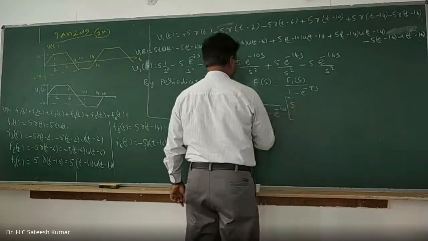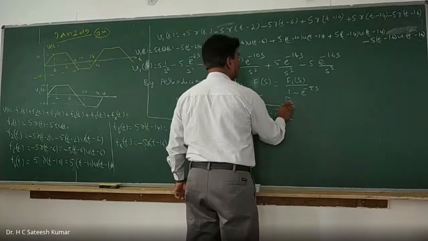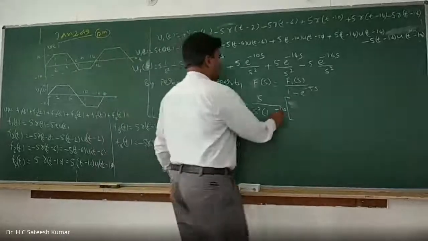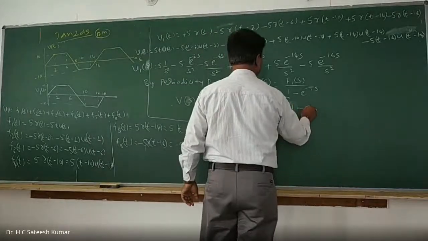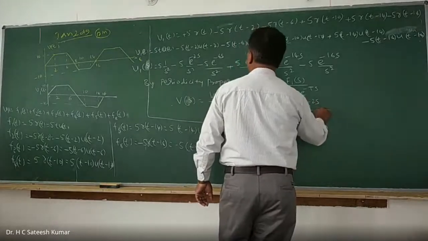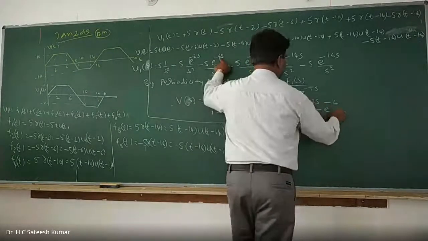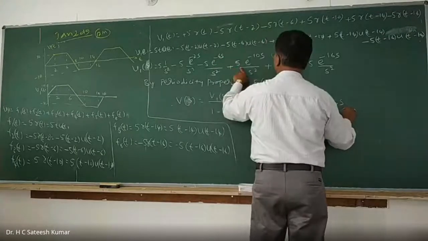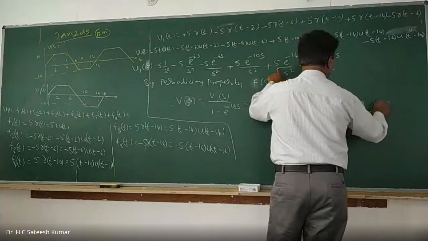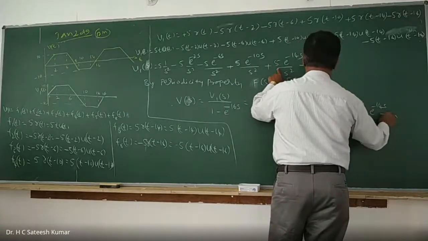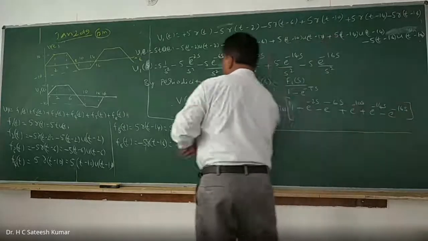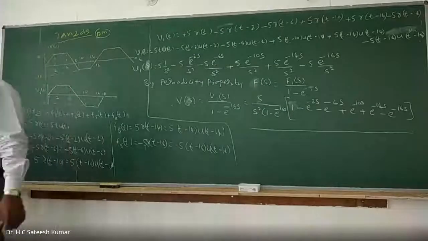5 also I can take common, because 5 is there everywhere. So 5 by s square I have taken common, and what is left out? 1 minus e to the power of minus 2s minus e to the power of minus 6s plus e to the power of minus 10s plus e to the power of minus 14s minus e to the power of minus 16s. That's it. That is the Laplace transformation of the given signal.